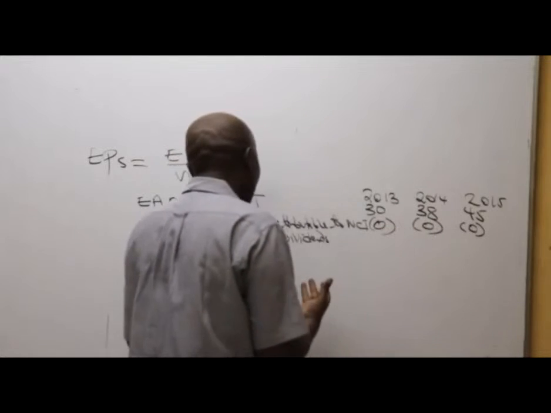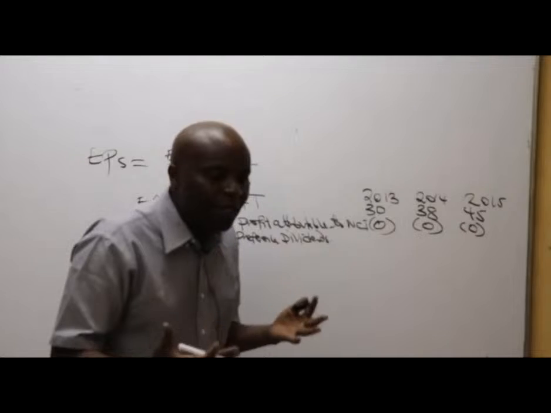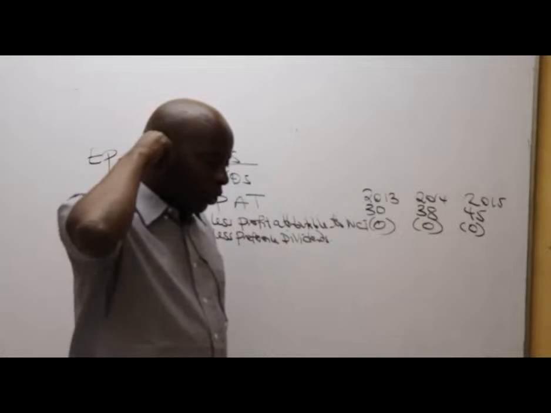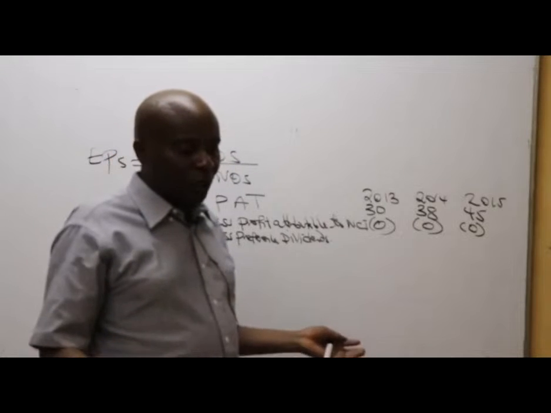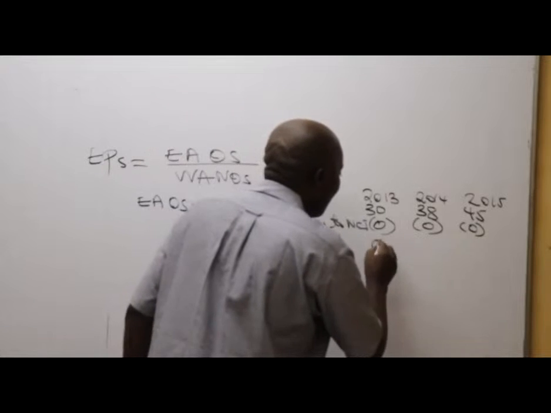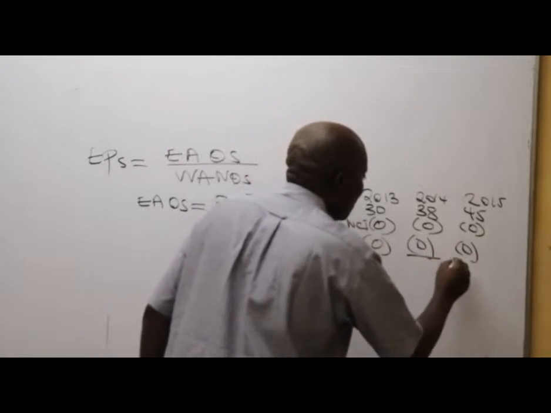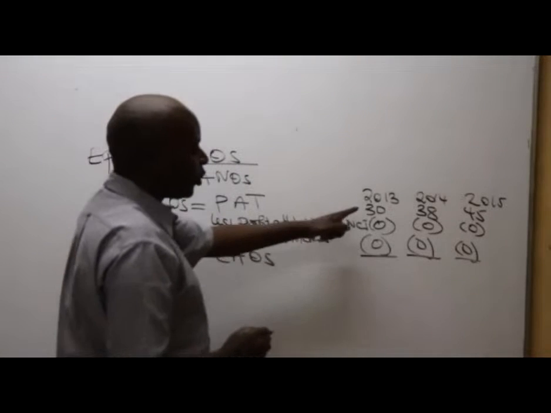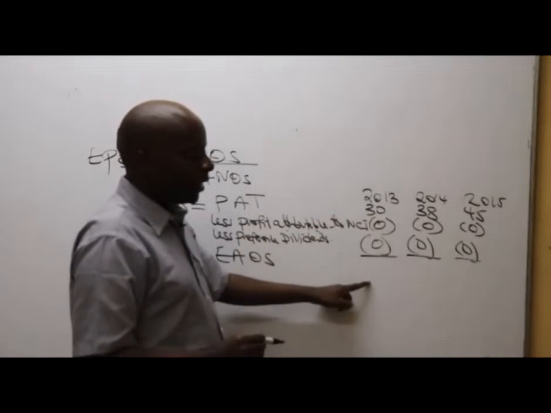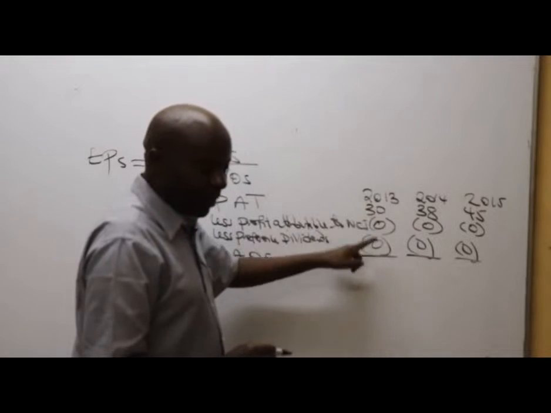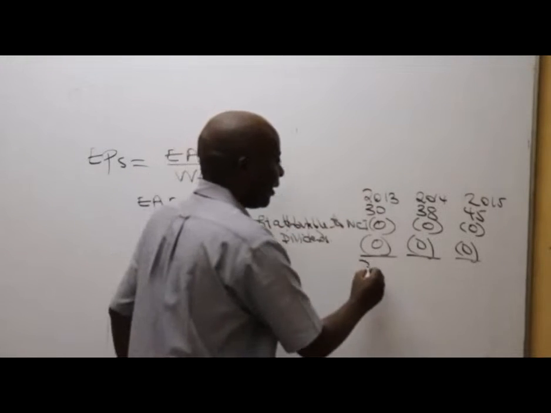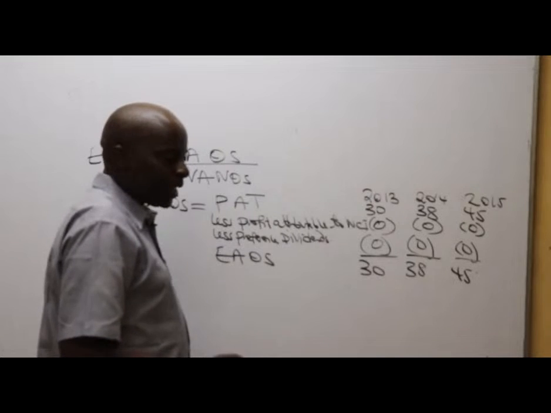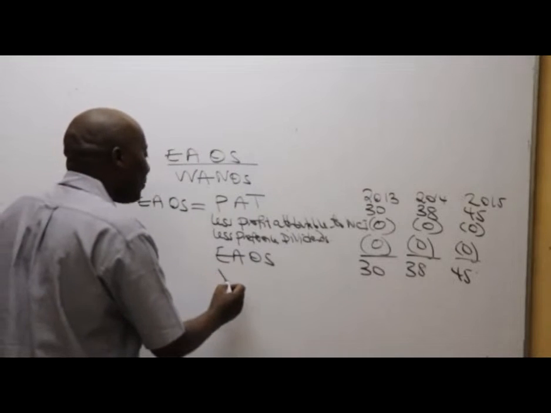Ladies and gentlemen, please talk to me again. Do we have any preference shareholders in this question? Hakuna preference shares. So that means earnings attributable to ordinary shareholders remain the same. This stays 30, this stays 38, this stays 45, like that. Same.